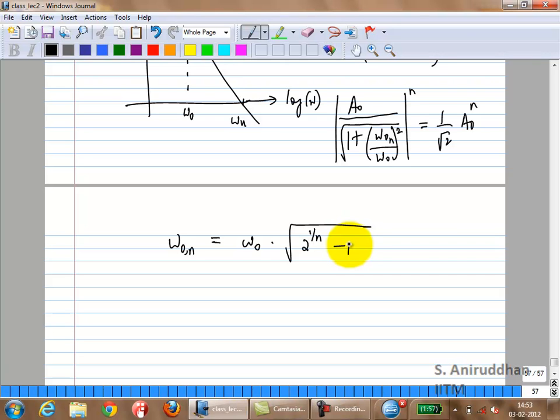And then now you can also replace it with the unity gain frequency. The unity gain frequency for the single pole system is nothing but A naught omega naught. Correct? So these two expressions are often useful to find out how much shrinkage you have in the bandwidth. Okay? So let's stop here and we'll continue on Tuesday.